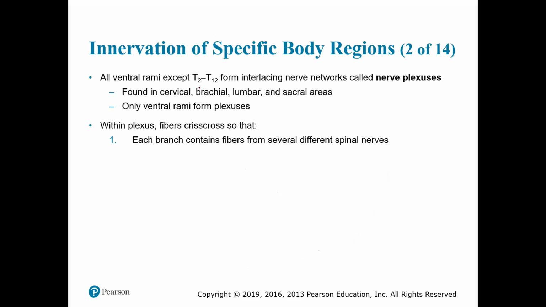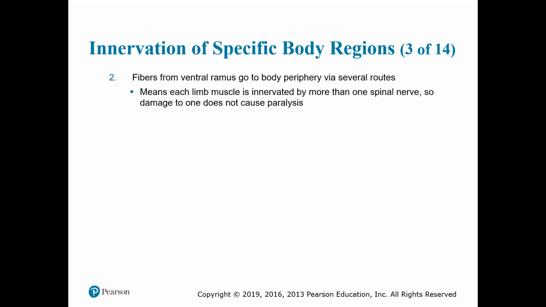So there's no plexus between T2 and T12 counting down. We're going to talk about the cervical, brachial, lumbar, and sacral plexuses, right? And there are several different spinal nerves within one plexus. We'll see what that looks like eventually.